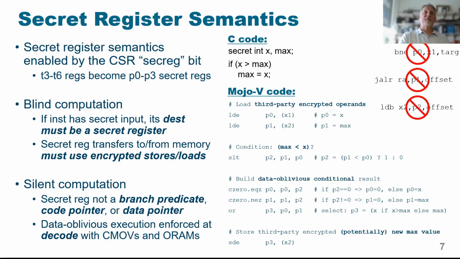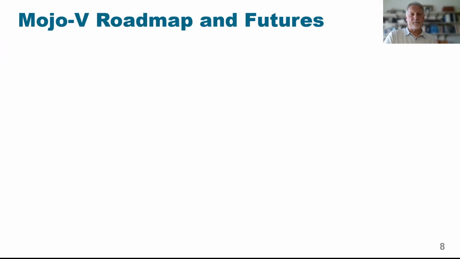You cannot look at the ciphertext to see if X or max has been updated because the ciphertext is semantically secure. So every time I store a value, even if it's the same value, I get different ciphertext.